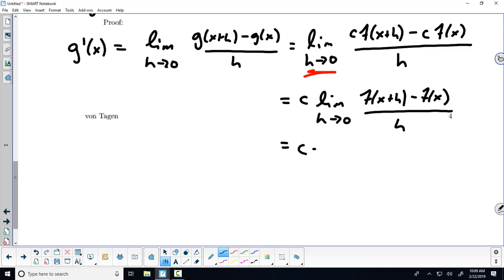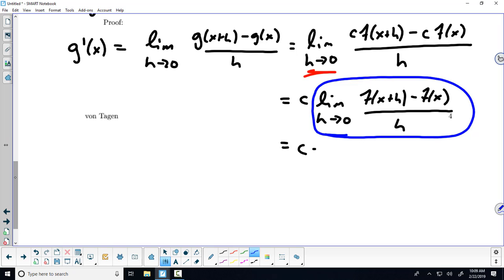This next step I consider a completely fair game step. And if you look at the practice exam in the review, I ask you questions like this all the time. I expect you to be able to recognize this thing right here. What is that thing right there? What's that, Angel? It is the limit definition of the derivative. So what can I replace it with? Bingo! I can replace it with f prime of x.